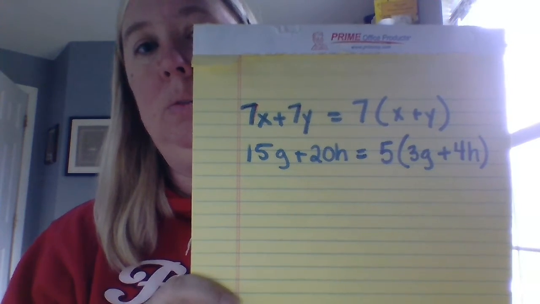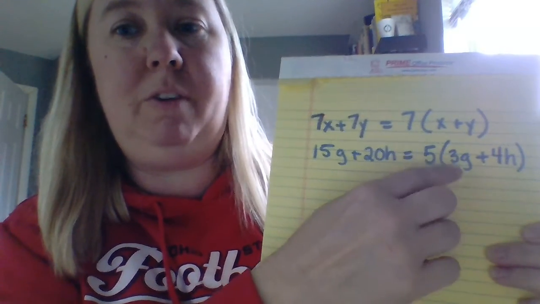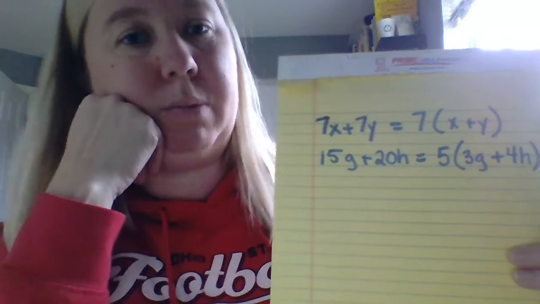And when you distribute, 5 gets distributed to the 3g, so that gives me the 15, and then 5 is distributed to the 4h, 5 times 4, that gives you the 20, okay? Hopefully that's making sense. I'm going to skip down and look at letter E next.